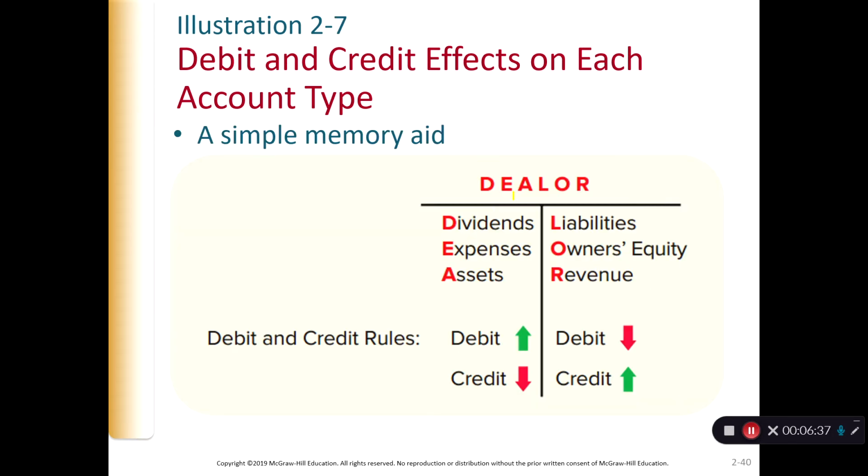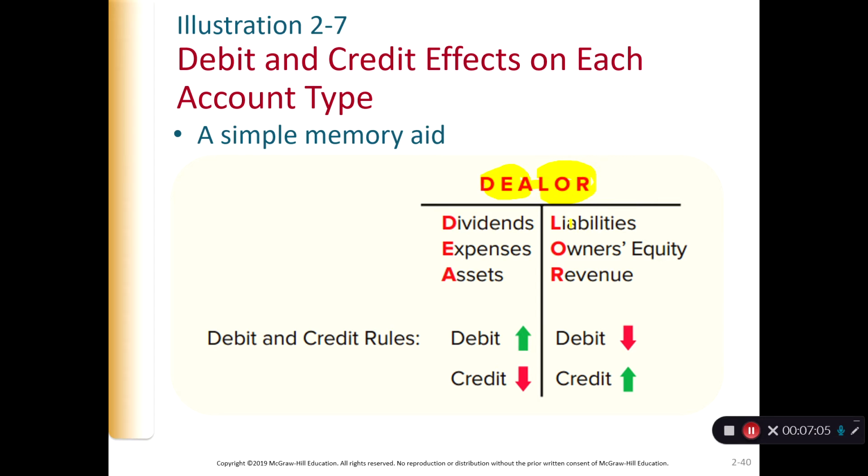So in order for you to remember how the increase and decrease in debits or credits works, we have an interesting memory aid. We call it DEALER. D-E-A-L-E-R. The first three of these letters are on the left-hand side, which is the debit side, and the last three letters are on the right-hand side.